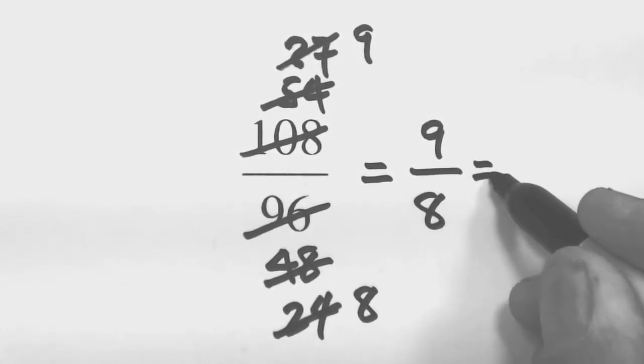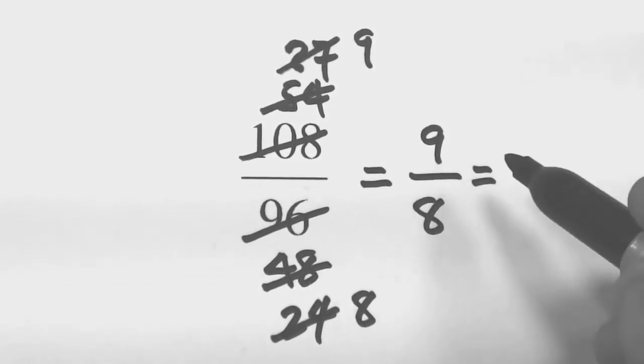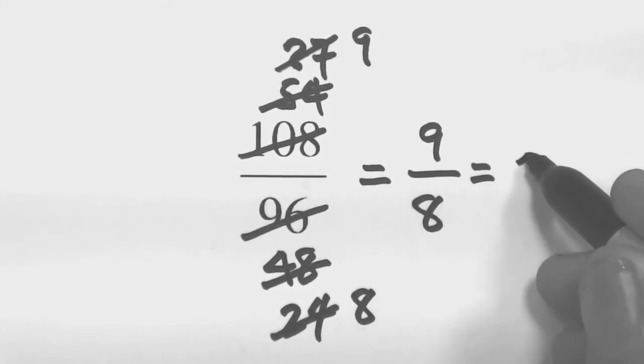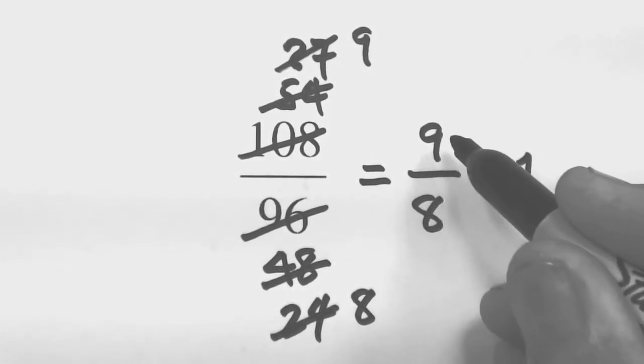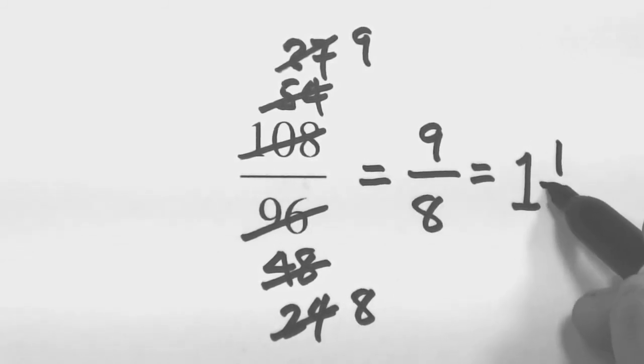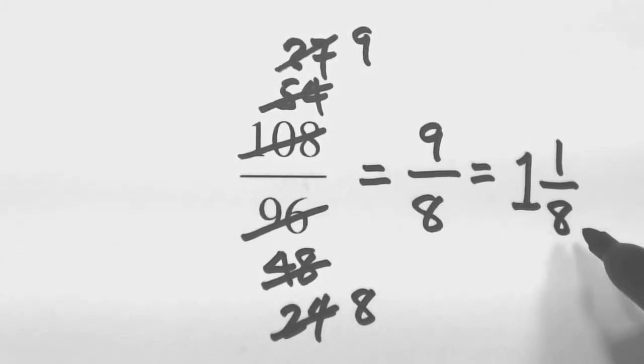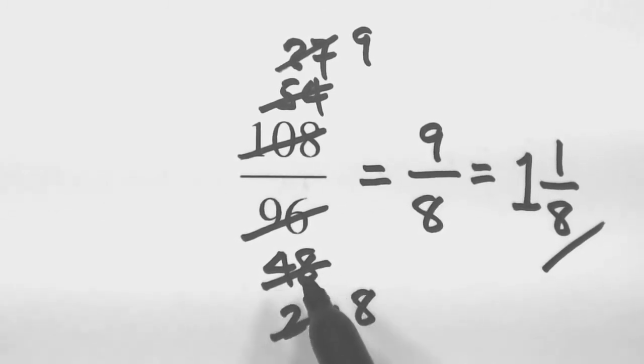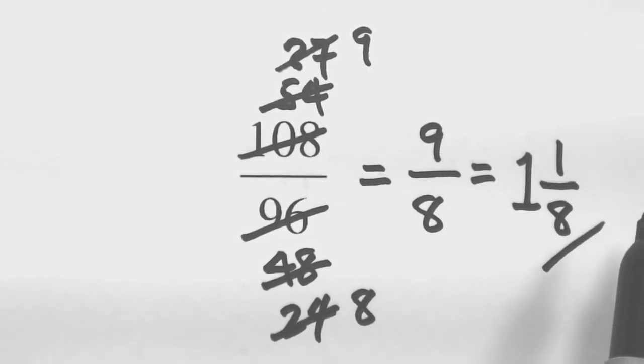And that, of course, is very easy to make a mixed number out of. 8 goes into 9 once. That leaves one part in the numerator, and that one part in the numerator we write as a fraction. We get 1 1/8. So a lot of reducing here made the rest of this much easier to work with.